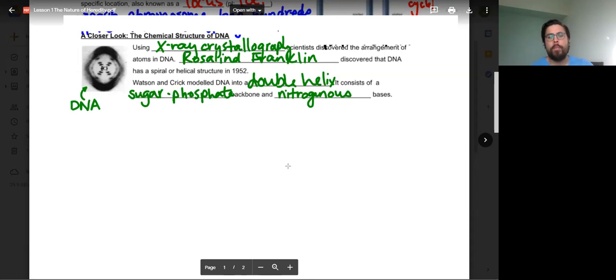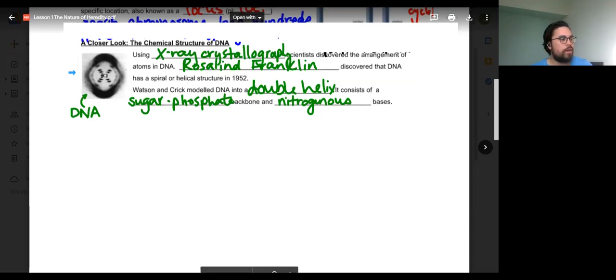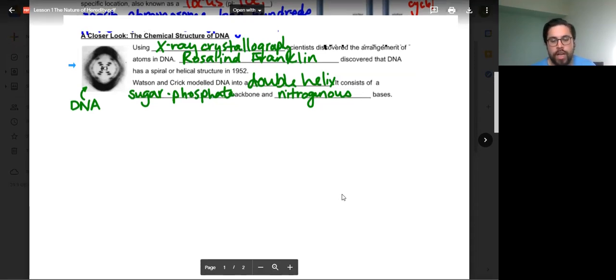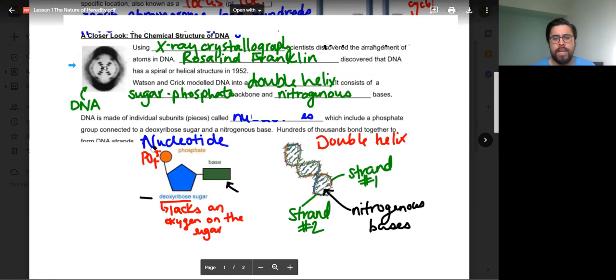And then Watson and Crick modeled DNA into a double helix that consists of a sugar phosphate backbone as well as nitrogenous bases. The image you see to your left is a DNA X-ray crystallography picture. As a result of those important studies by Dr. Franklin as well as Dr. Watson and Crick, we were able to model the general structure of DNA to get a good idea of what makes it up.